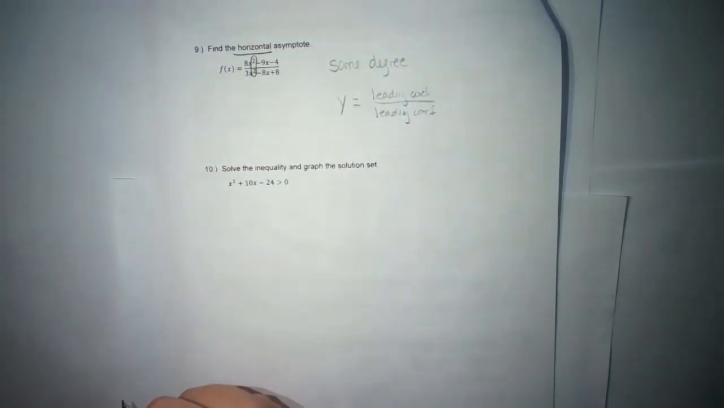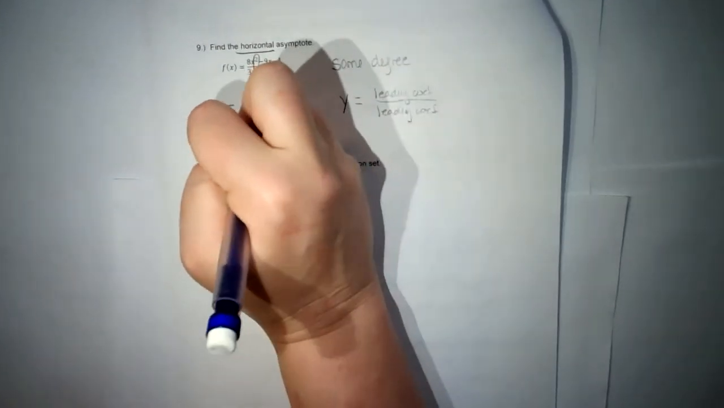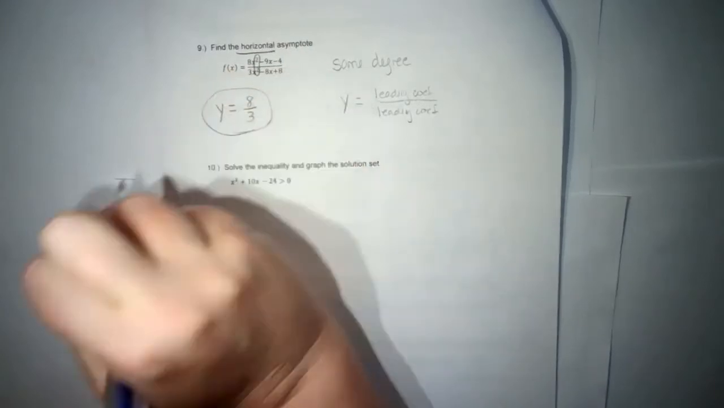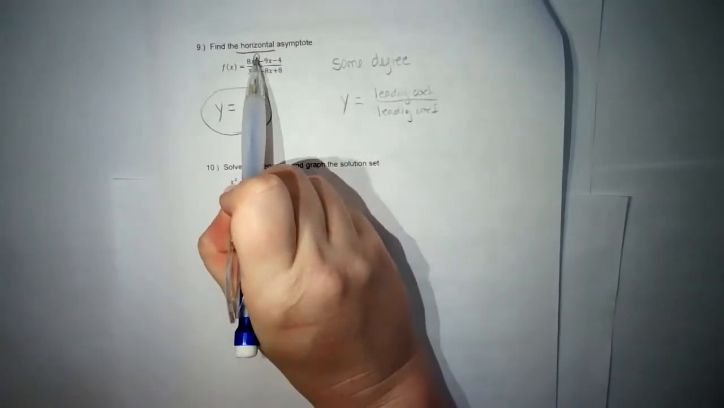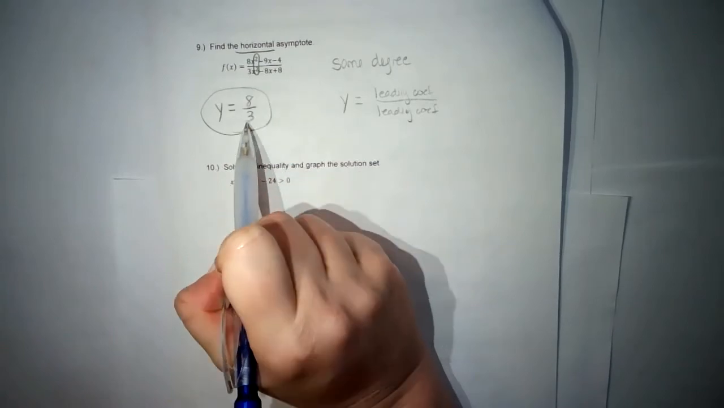Because it's the same degree. And then if you can, reduce it. If you can't, you leave it alone. So for this particular problem, the degrees are the same. What's my horizontal asymptote going to be? 8/3. Because if the degrees are the same, you just take the leading coefficients, 8/3.